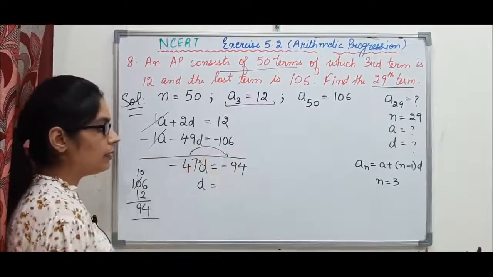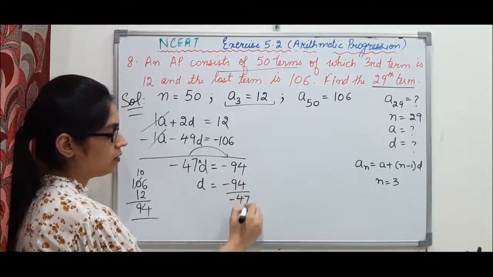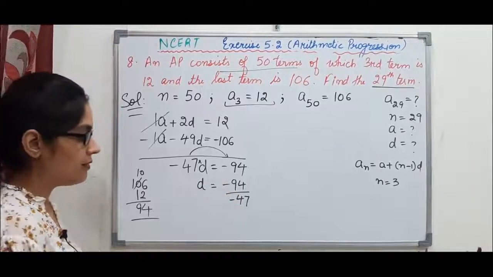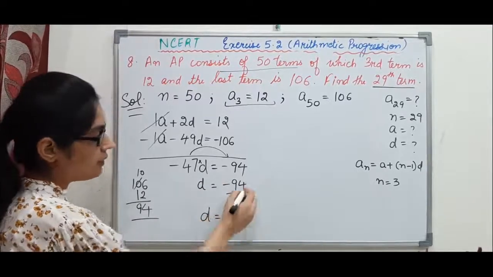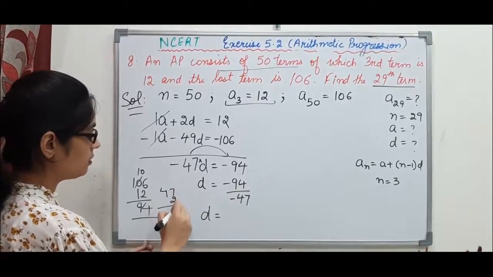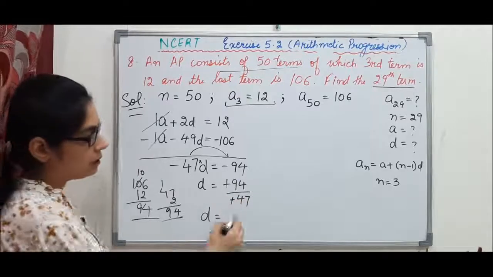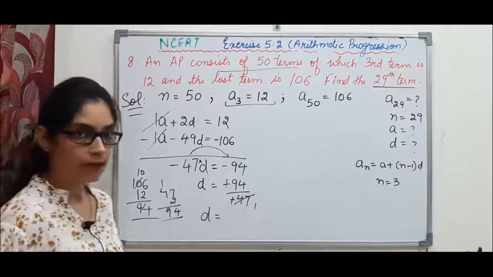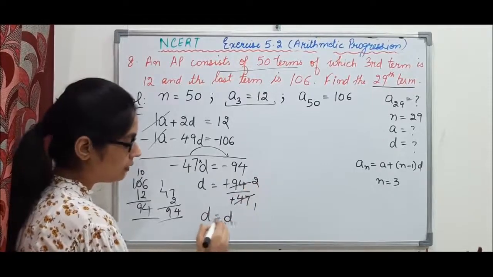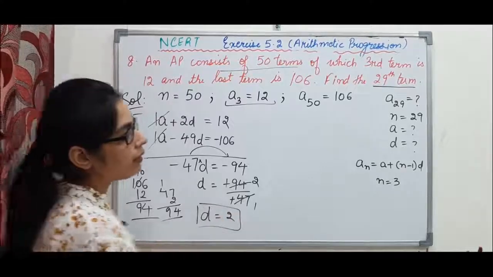It is getting multiplied, so when I shift it to the other side it changes to division. So D is equal to minus 94 by minus 47. Direct cancellation will take place, because 47 into 2 is 94. The minus and minus signs get cancelled. 47 into 1 is 47 and 47 into 2 is 94. So I got the value of D as 2.